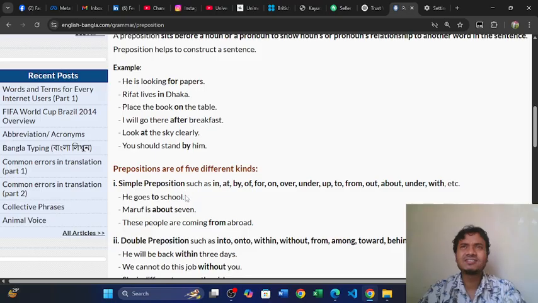Simple preposition is just one word, there are no multiple words, like in, at, by, for, of, on, over, under, up to, from, out, about, with, etc. So these are all simple prepositions.